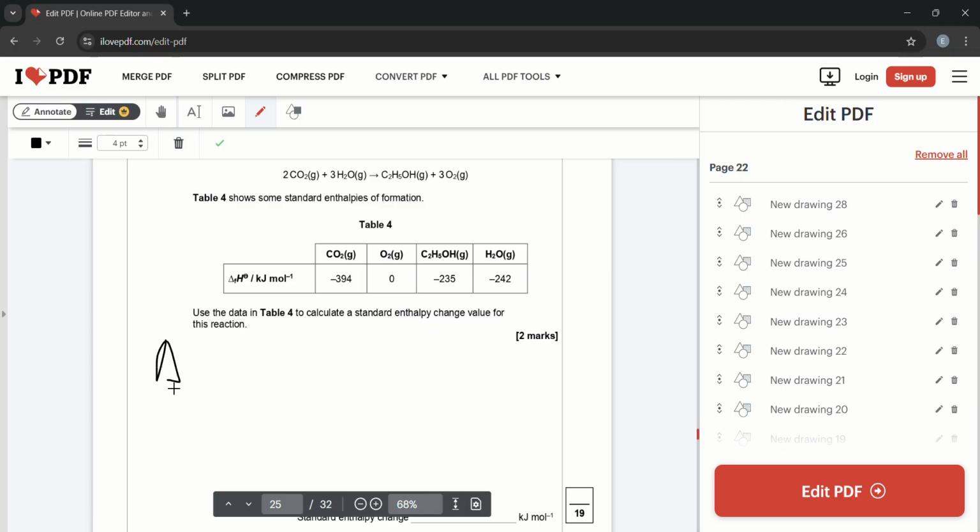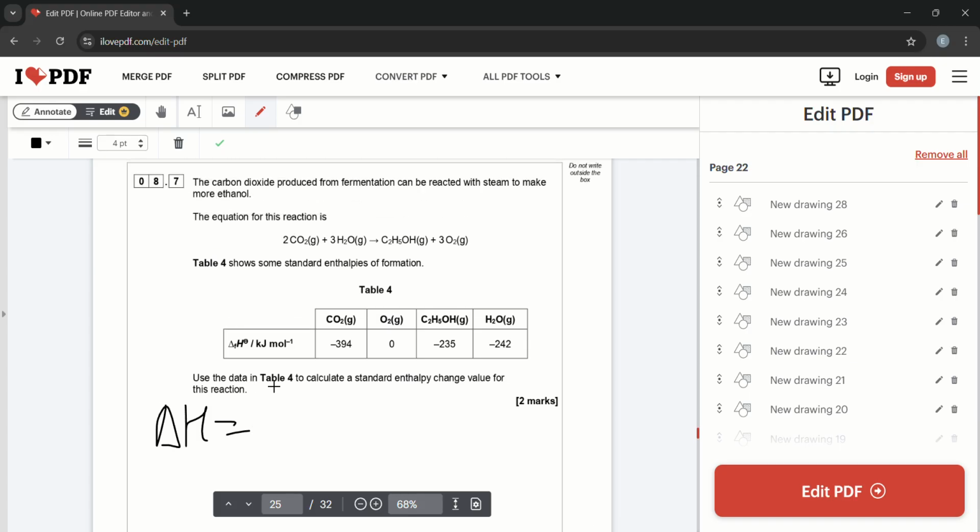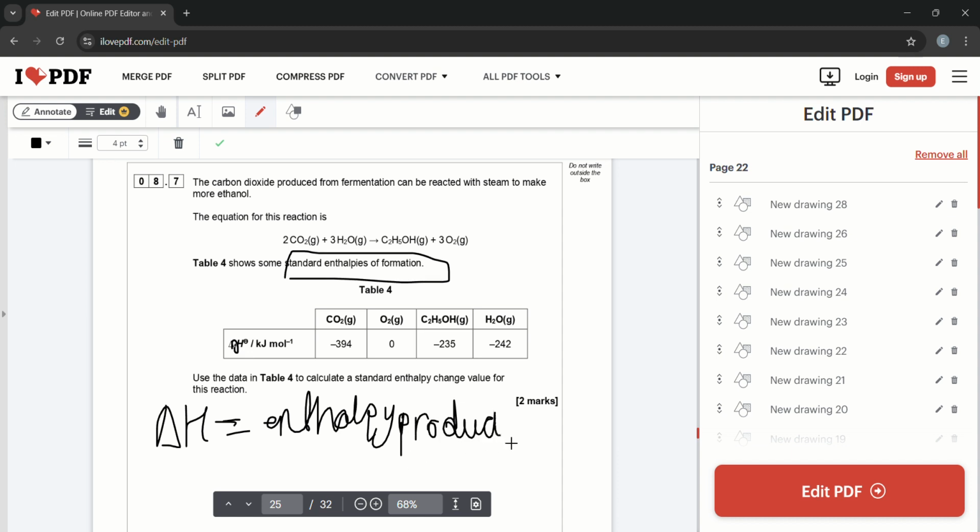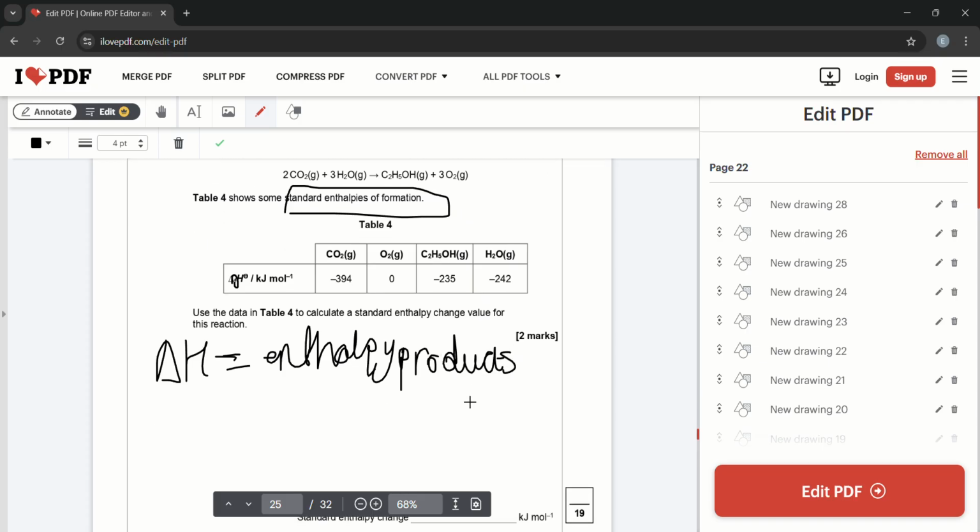So delta S, remember, for formation, is entropy of products minus entropy of reactants. How do I know we've got formation data? Well, it says it right here, but even if it didn't, that tiny f there tells me it's formation data. If it was a c, then I'd know it's combustion data, and in that case I'd use entropy of reactants minus products, I think. But in this case, formation, so entropy of products minus entropy of reactants.